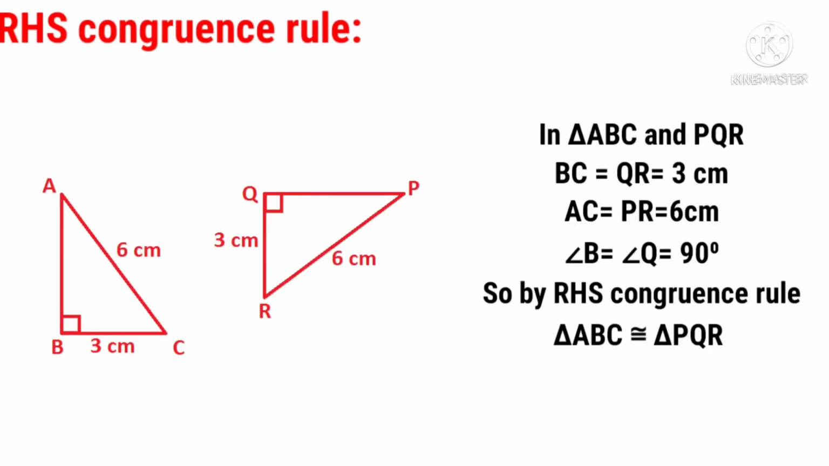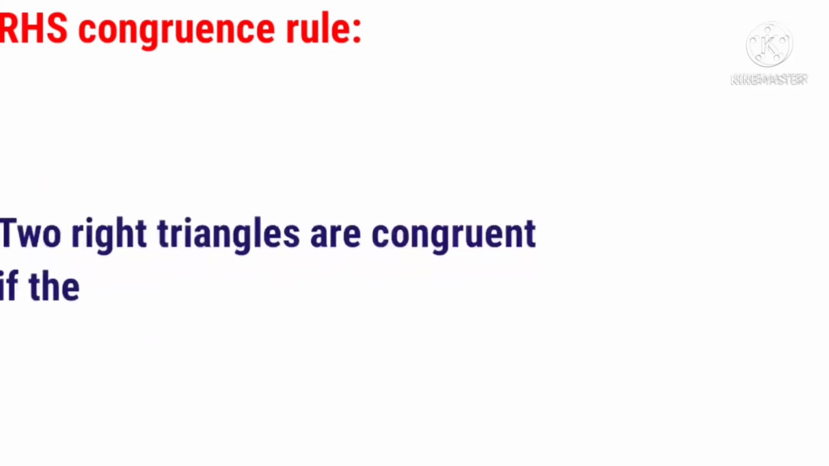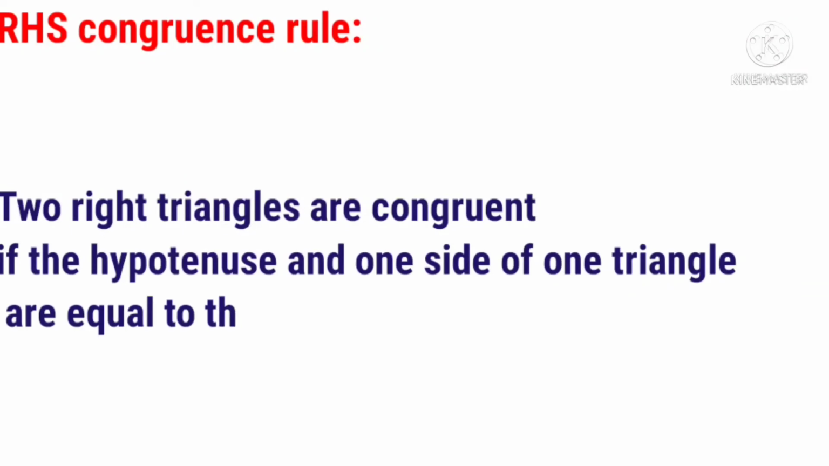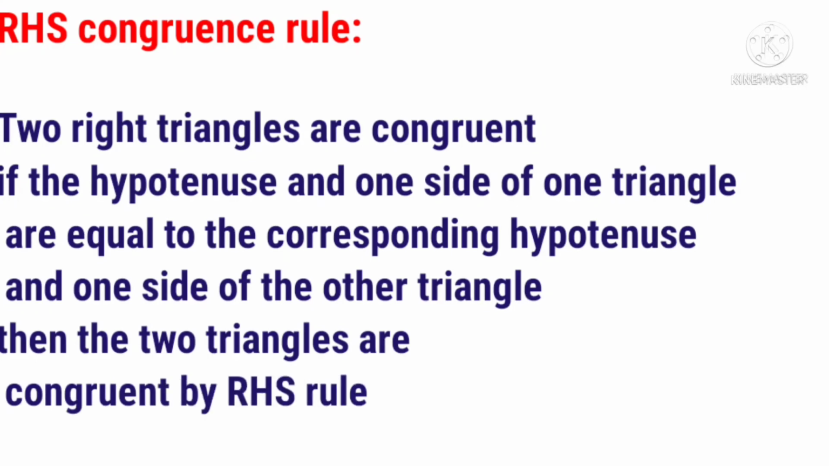In two right angle triangles, here BC equals QR equals 3 centimeters, and the hypotenuses AC and PR, opposite to the right angles, are both 6 centimeters, and angle B and angle Q are 90 degrees. So we can say these two triangles are congruent by the RHS property. Two triangles are congruent if the hypotenuse and one side of one triangle are equal to the corresponding hypotenuse and one side of the other triangle. Then the two triangles are congruent by the RHS rule.